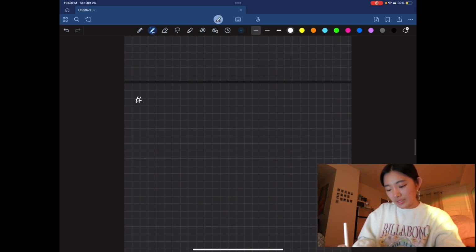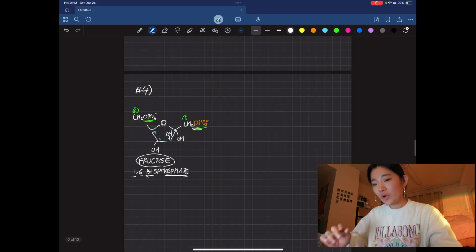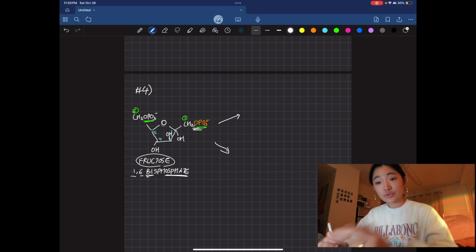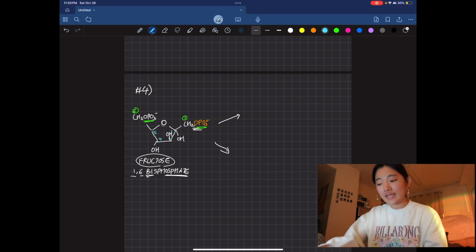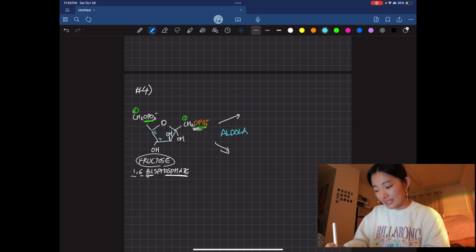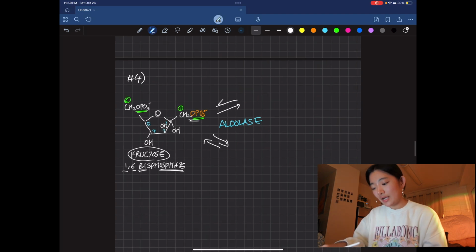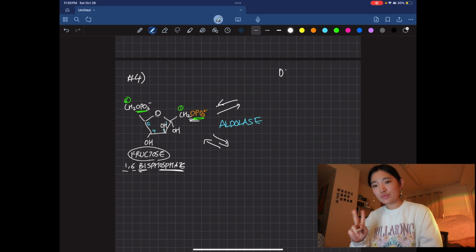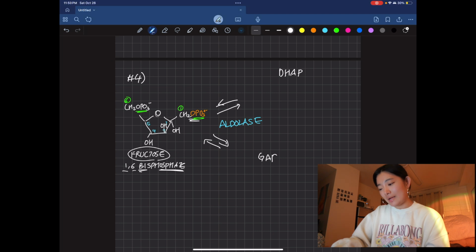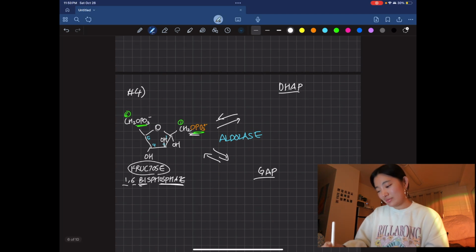Step number 4, we're going to cleave this. And when we cleave this molecule, we're going to cleave it into 2 three-carbon molecules. And the enzyme that's going to do this is an aldolase. Again, this isn't a phosphorylation, so everything is reversible. And an aldolase is going to cleave this into 2 molecules, respectively called DAP and GAP.